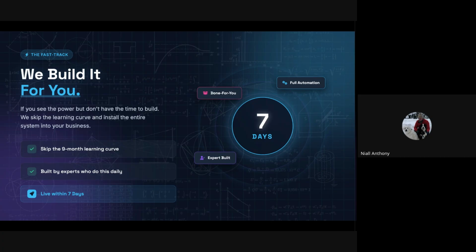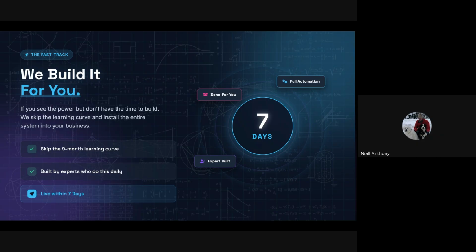if you are busy and you want to install this into your business and you see the power of it, but you just want people who build this day in, day out, who know what they're doing and will make sure it is built the right way, and you can just skip the learning curve and have it built into your business in the next 7 days. Well, I've got something special for you.